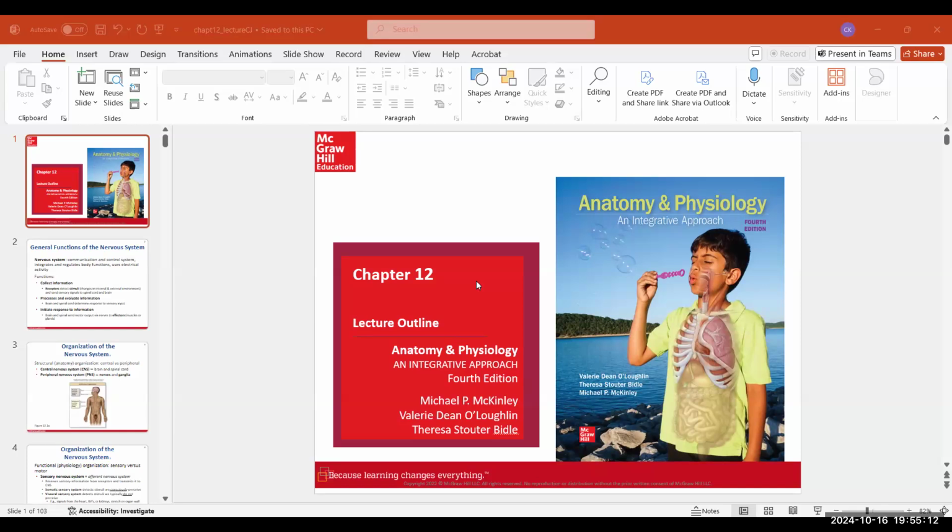But definitely know the differences when we're talking about organization of the nervous system here. All right, so this picture here is showing us that functional organization in picture form. So you have the sensory nervous system, which is going to be bringing sensory input information to your central nervous system, brain and spinal cord.